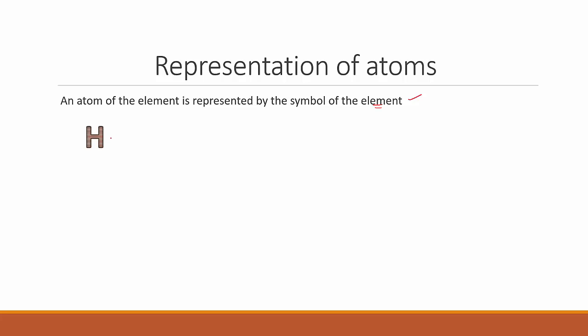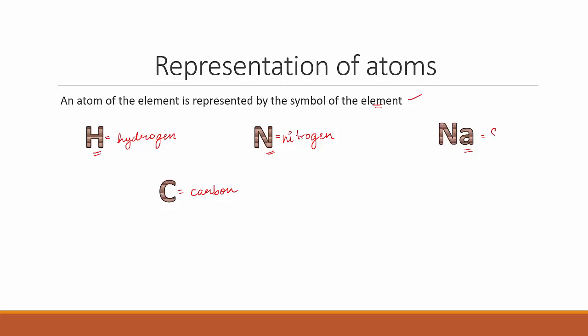Let's see. What is H? Hydrogen. So an atom of hydrogen is also represented by the alphabet H. Let's take another example. What does N stand for? N, nitrogen. N stands for nitrogen. So if you have an atom of nitrogen, you will represent it again with N. The next one, C, which is carbon. Next one, can you remember what Na is? It's taken from the Latin name of sodium. So Na is sodium. So you have a sodium atom, which is represented by Na.